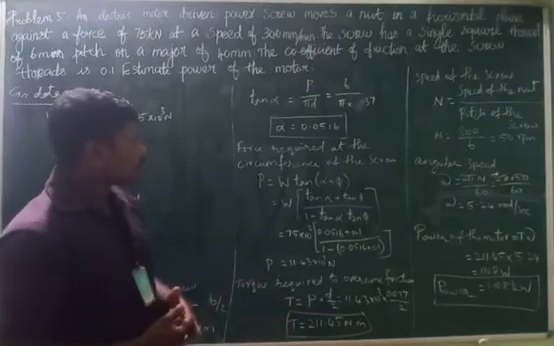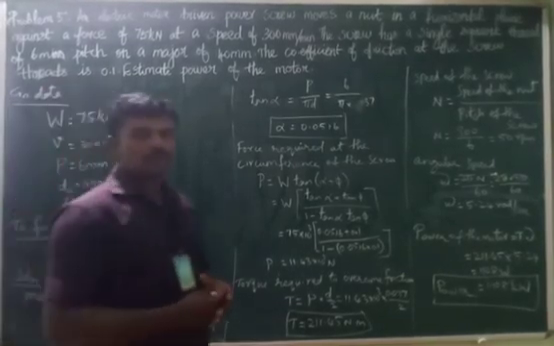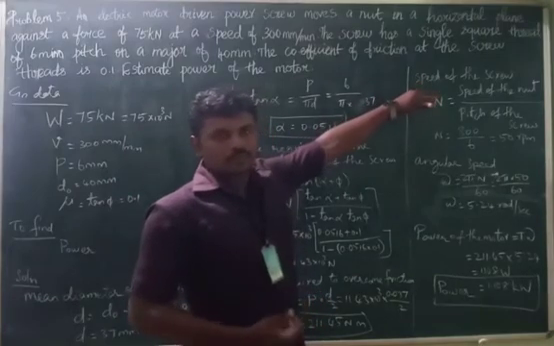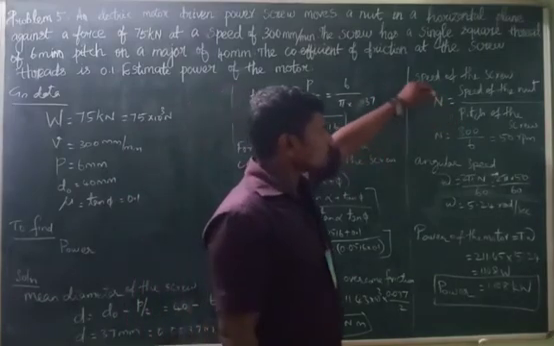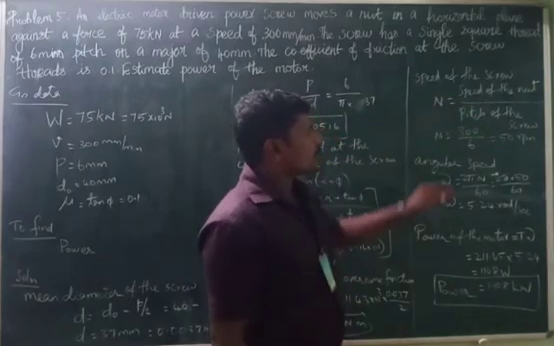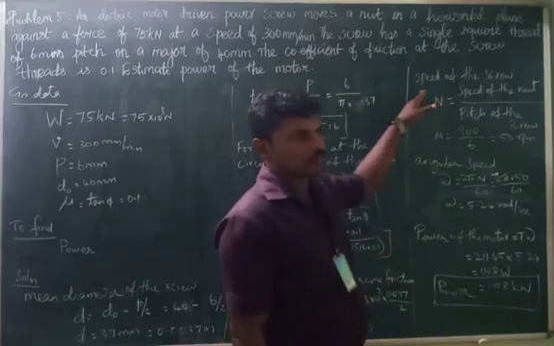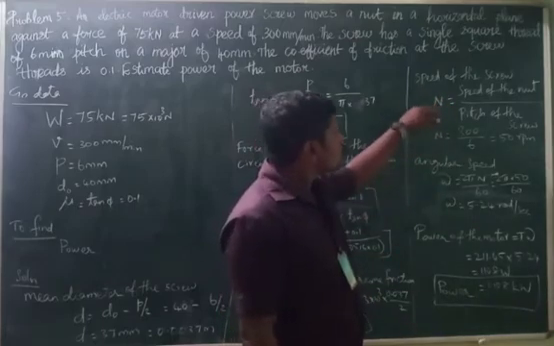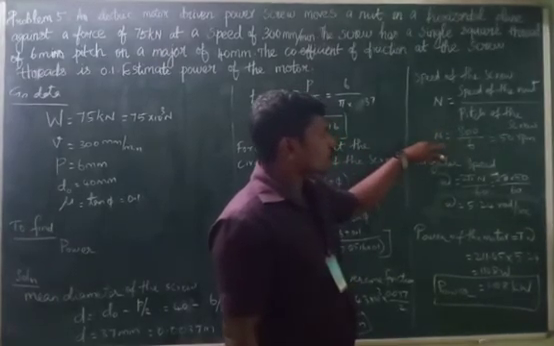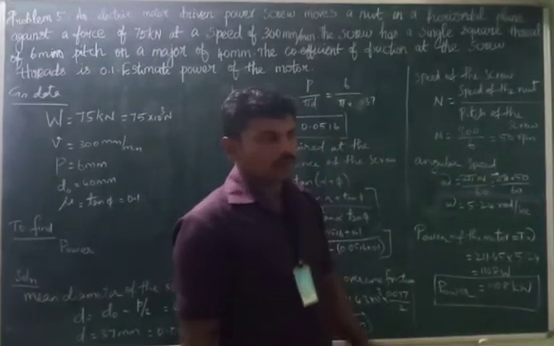So finally we need to find the value of power. How can we find it? First we need to find the speed of the screw. We can find it with the formula: the speed of the nut divided by the pitch of the screw. The value will be 50 rpm.